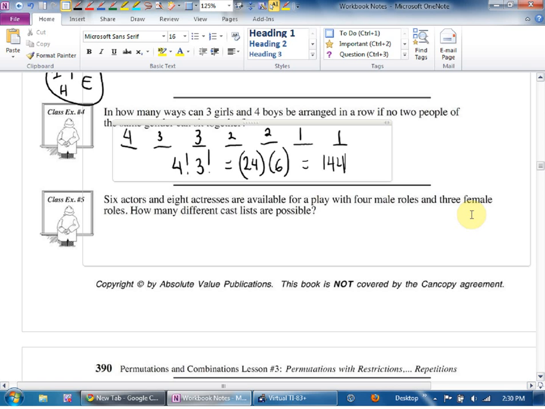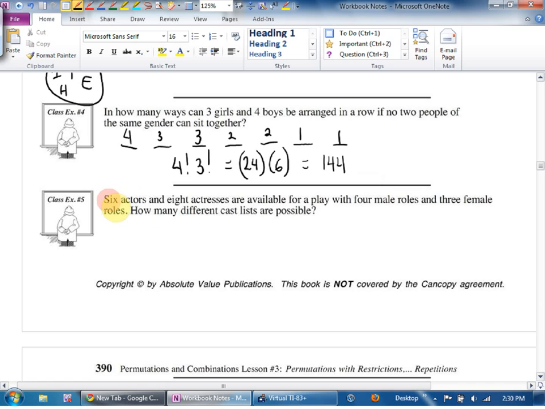6 actors and 8 actresses are available for a play with 4 male and 3 female roles. How many different cast lists are possible? How many males? 6 grand total. How many roles are available? 1, 2, 3, 4. How many choices for the first male role?